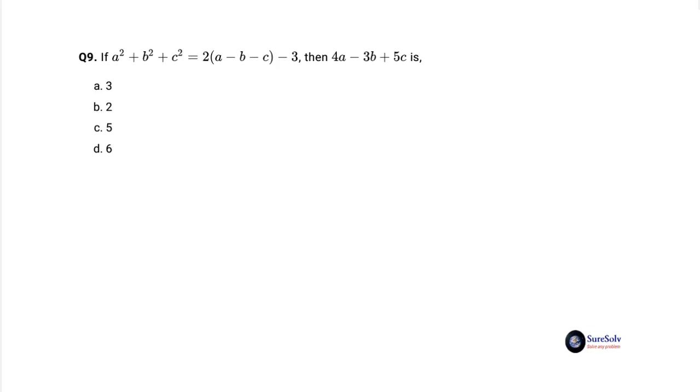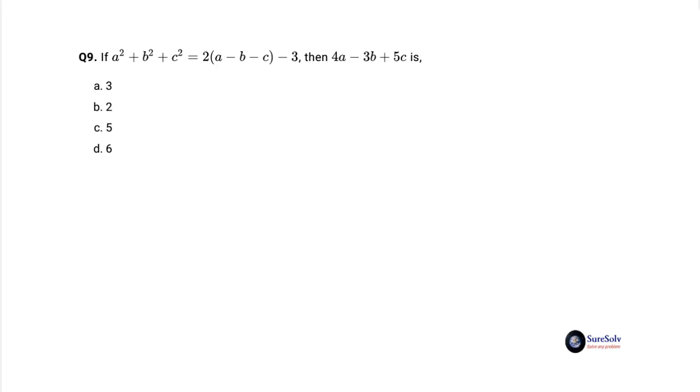Question 9 is, if a square plus b square plus c square equal to 2 of a minus b minus c minus 3, then 4a minus 3b plus 5c is option A 3, option B 2, option C 5 and option D 6. We find the only feasible way to get the value of the asymmetric target expression by converting the given expression as a sum of squares equal to 0, and then get the exact values of a, b and c directly from the expression by the principle of zero sum of square expressions. Here it is easy to convert the given expression as a sum of squares equal to 0.